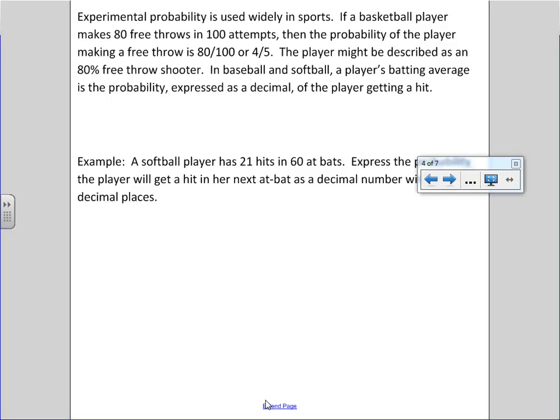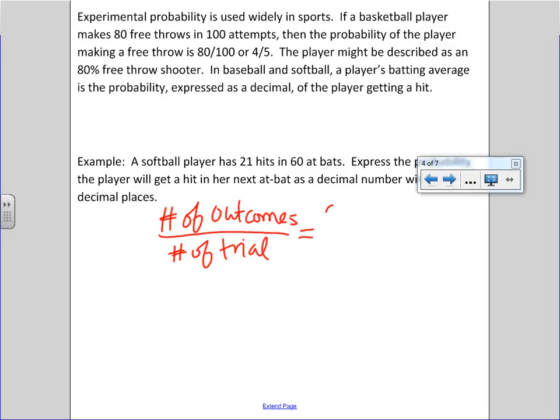So we know that our formula for this is the number of outcomes over the number of trials. Okay, the outcome that we're wanting is for that batter to get a hit. So she got 21 hits.